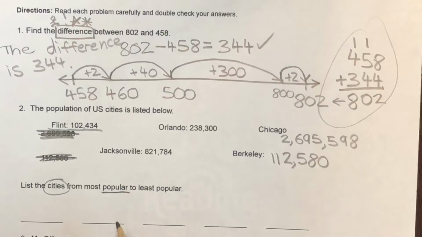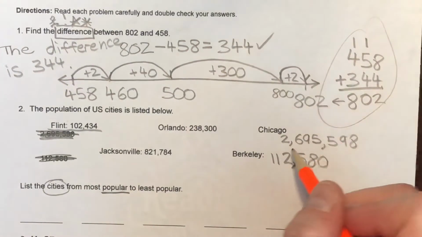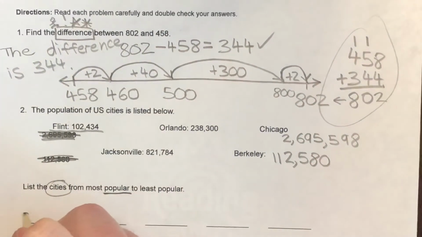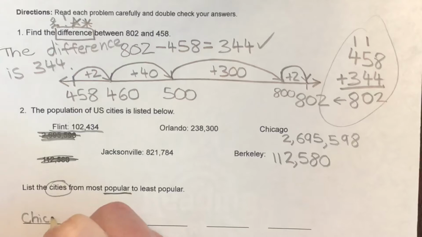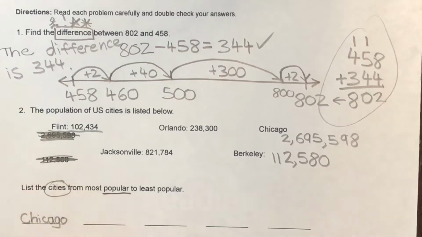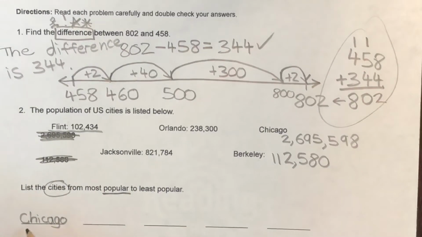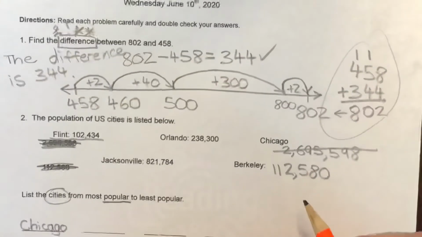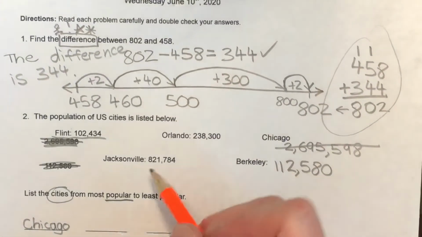And we're back. Most popular means I need to start with the one that has the biggest, and that's definitely Chicago. Chicago has 7 digits. That's more than any other, so that's going to be first. Now, I know this is math, but don't forget these are the names of cities, so you need to have capital letters just like this giant C that I wrote in Chicago. I'm going to cross that one off. So long, Chicago. The next one is Jacksonville.